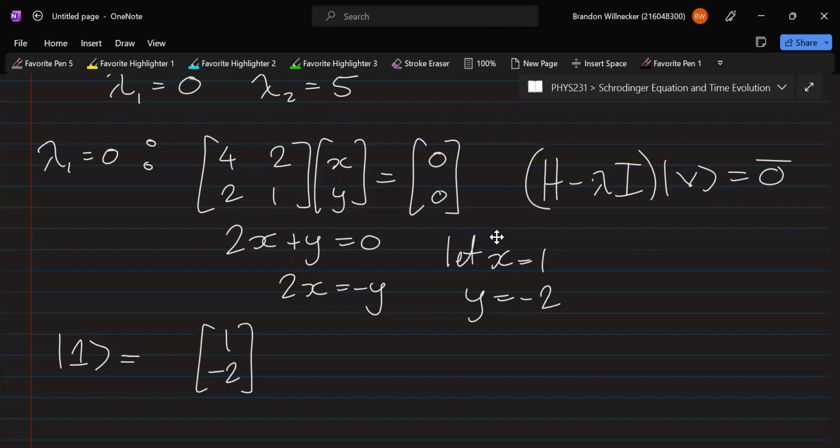And remember that we like these to be normalized when we're working in quantum mechanics. So this is going to be 1 over root 5 times (1, minus 2). Okay, so that is the first eigenvalue and the first eigenvector. Let's find the other one. So that's lambda 2 is 5.